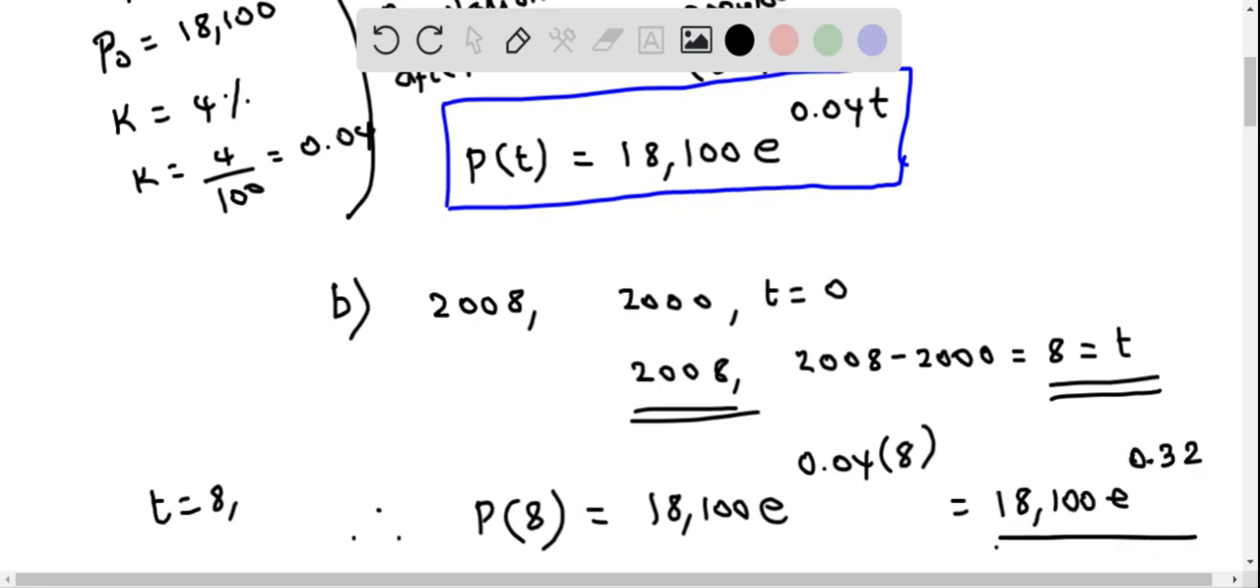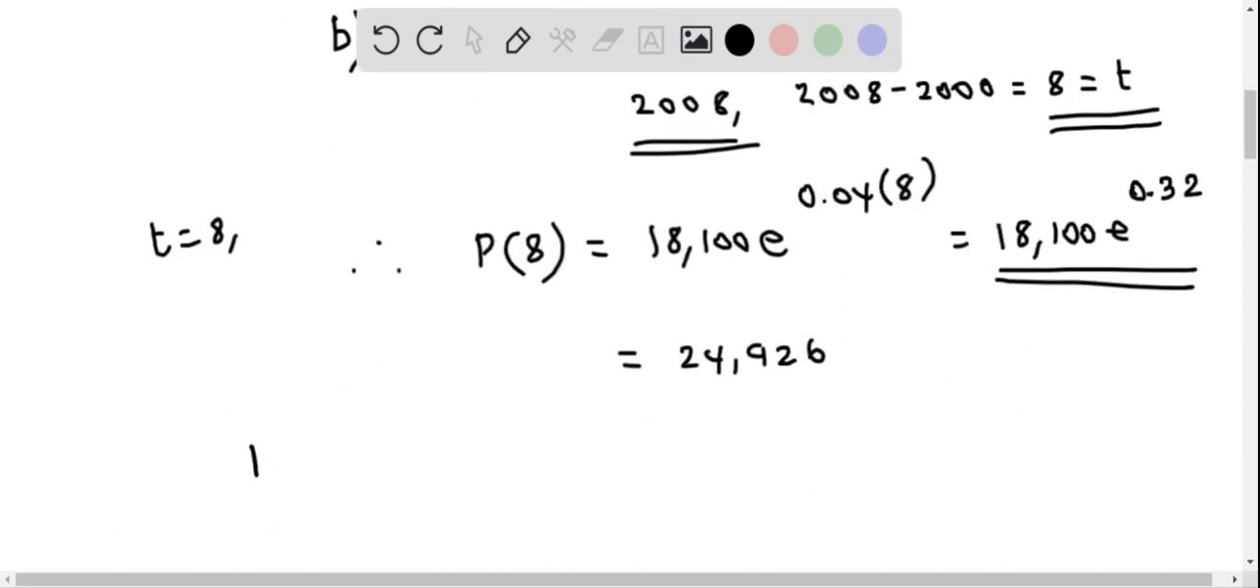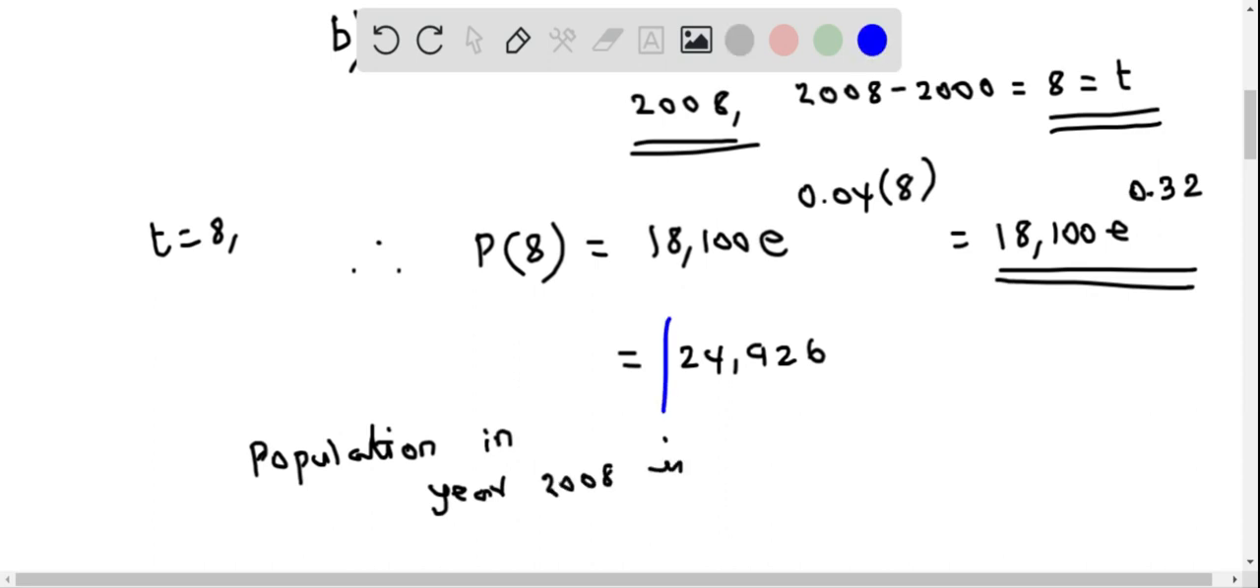So we can plug in this expression into the calculator, and when we do that, we get 24,926. This is approximated to the closest integer. So we say that the population in year 2008 is 24,926.